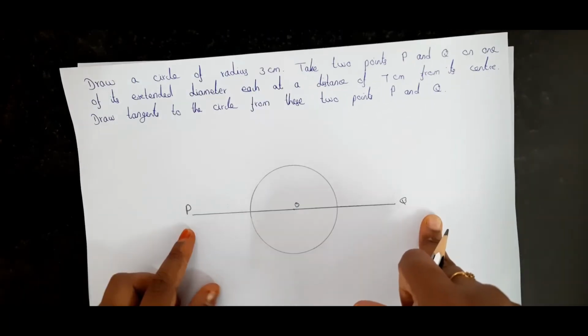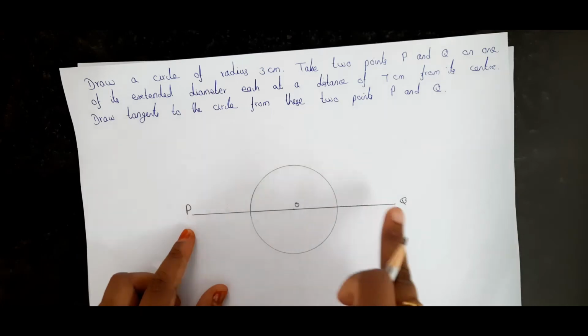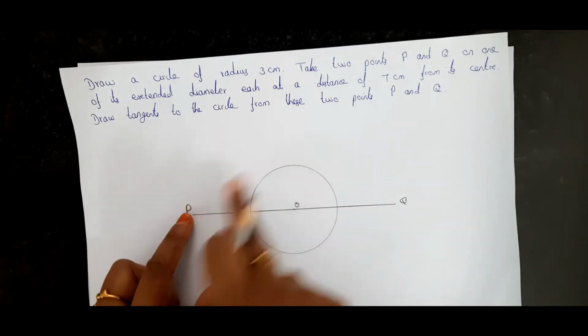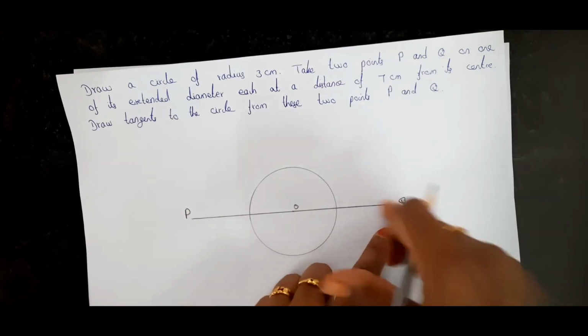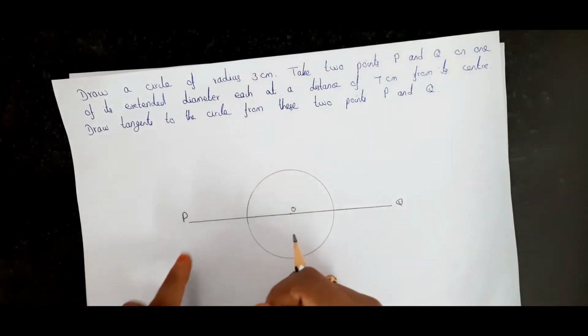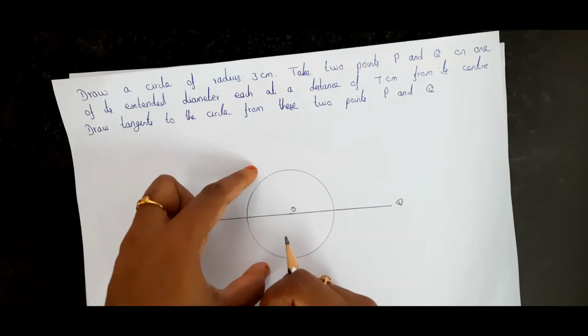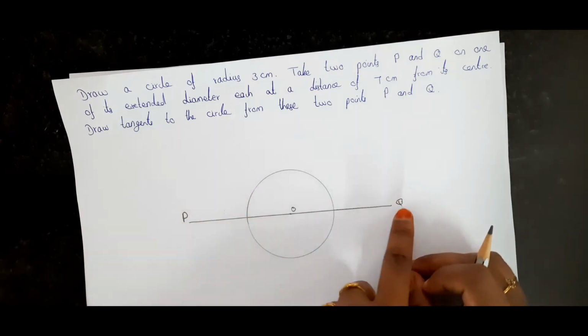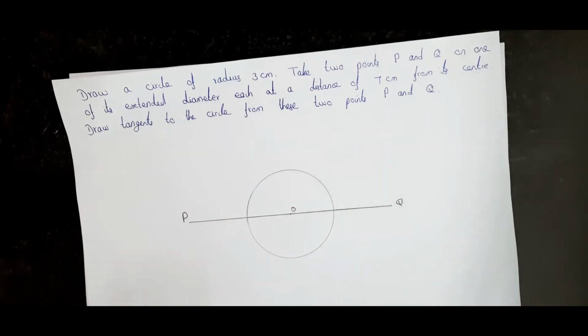Now we have to draw the tangents from the points P and Q. From P we will get 2 tangents. From Q also we will get 2 tangents. Totally we will get 4 tangents, right? Why 4 tangents? From each external point we can draw 2 tangents. So here 2 external points are there, so we will get 4 tangents, right? So how to draw a tangent?